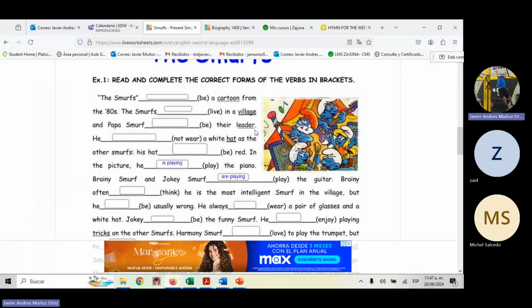How can we modify this text? In past, we must take into account the verb, the main verb. In this case, the Smurfs was a cartoon from the 80s. The Smurfs lived in a village, and Papa Smurf was their leader. He didn't wear a white hat as the other Smurfs.